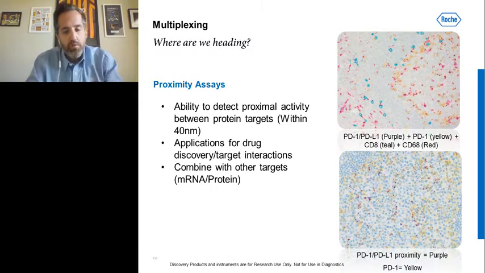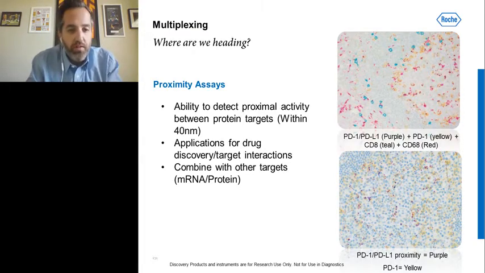One of the products we're also working on is the ability to detect proximal events within the tissue. So an example here is the ability to see where PD1 and PDL1 is interacting, not co-localizing, but interacting. So when we see a proximal event, within 40 nanometers, that is when we see staining. If these two markers are not in proximity, then we don't see any staining.